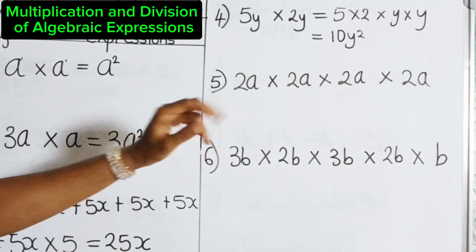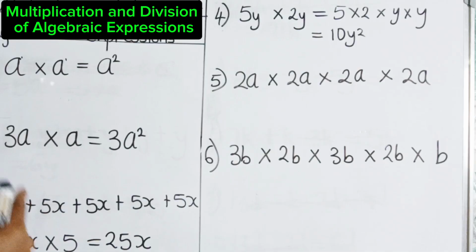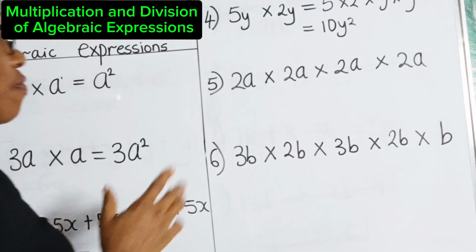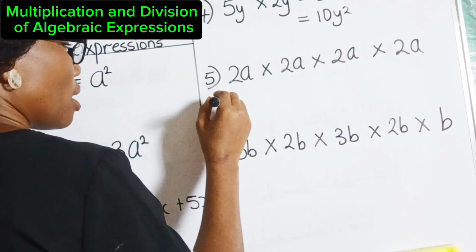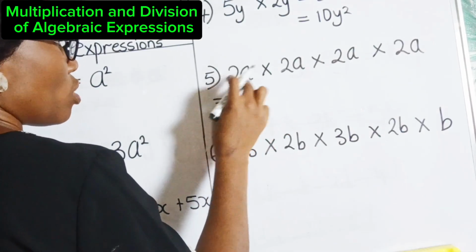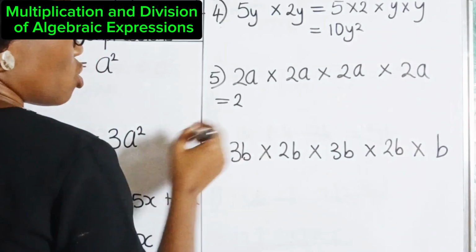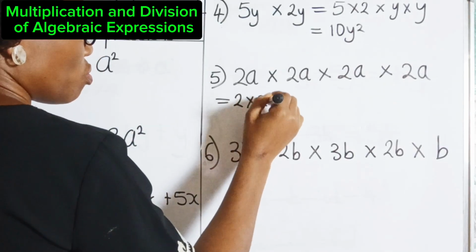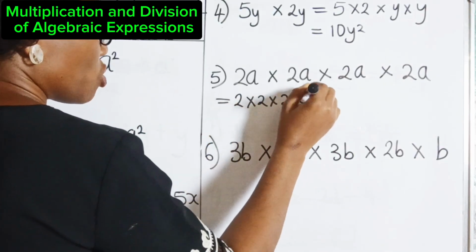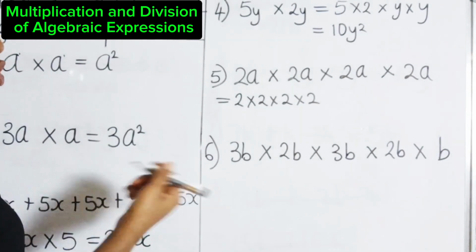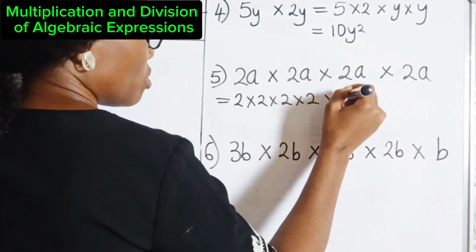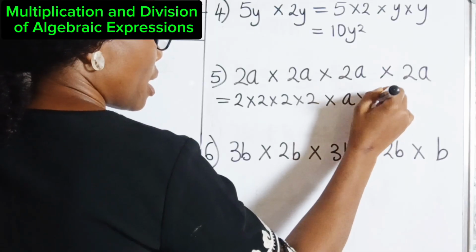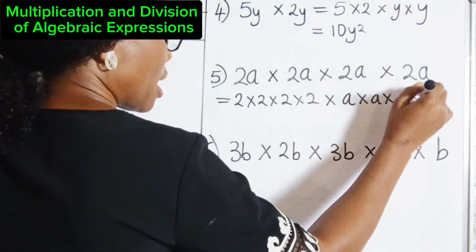So here, number 5, we have 2a times 2a times 2a times 2a. All right, first, you have to multiply the coefficient. So we have 2, we have 1, 2, 3, 4. So we have 2 times 2 times 2 times 2. And then you also multiply the variables. This is times a times a times a times a.